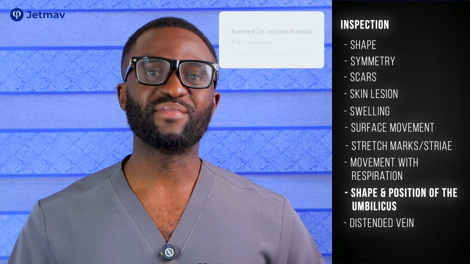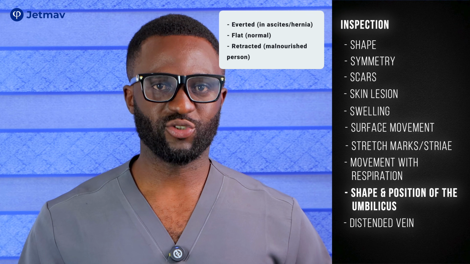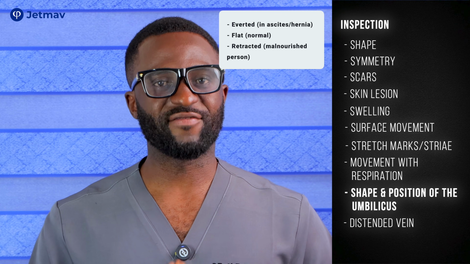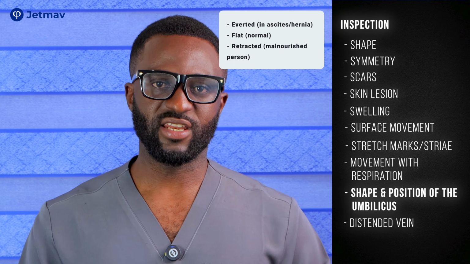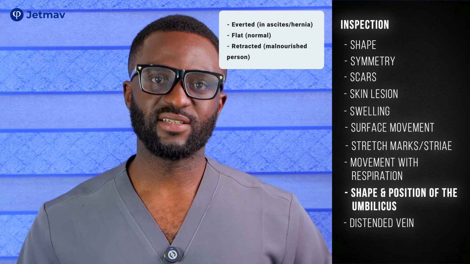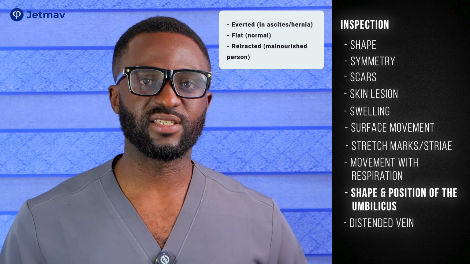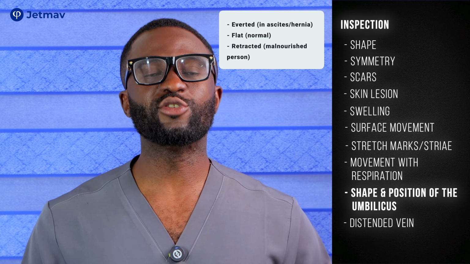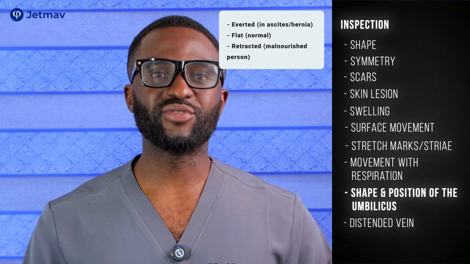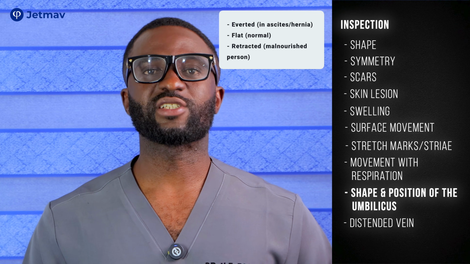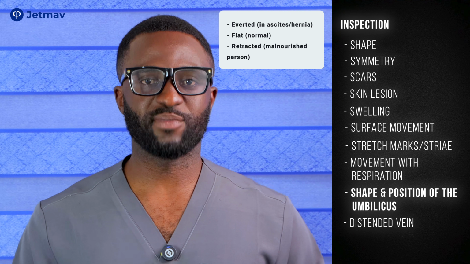The umbilicus can be everted, flat, or retracted. If the umbilicus is everted or protruded, it might suggest ascites or a hernia. If the umbilicus is flat, it's usually normal in most cases. So in most individuals, you're going to see a flat umbilicus. Then you can also have an inverted or a retracted umbilicus, such as the one seen in malnourished patients.